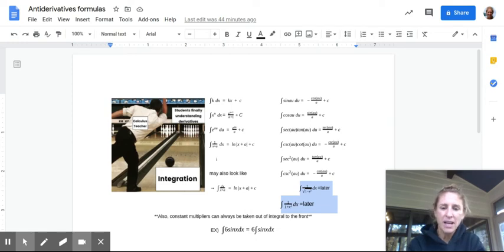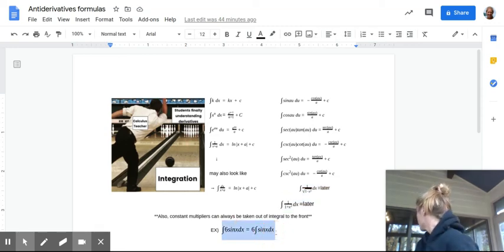And then remember down here that if you have a multiplier, when I'm taking the antiderivative, that multiplier constant can just come out to the front. Okay, I think that's it.